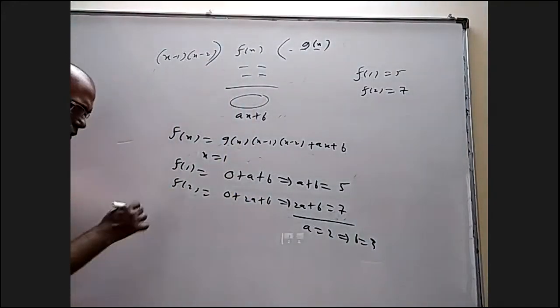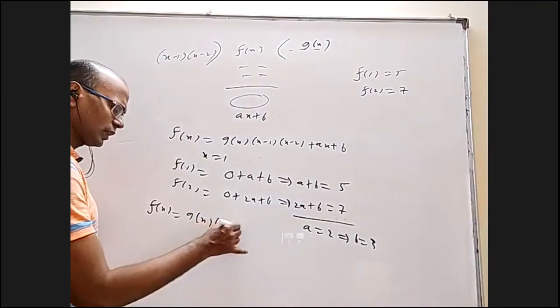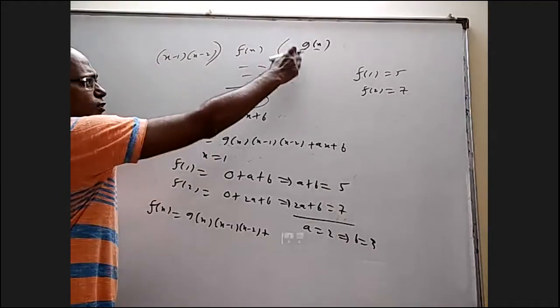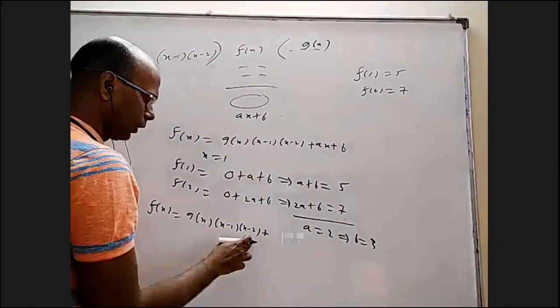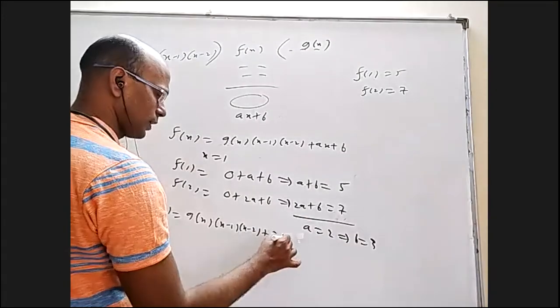Okay, so finally I got f of x is some polynomial with integer coefficients. If that has integer coefficients, even g of x also should have integer coefficients, because after all, we are getting that every time. Now, plus 2x plus 3.